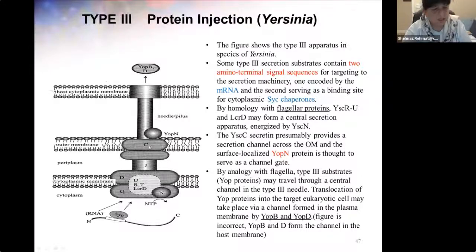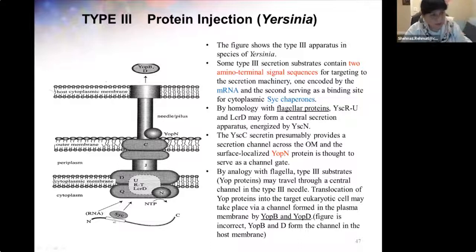YSC is definitely all the proteins that are needed to assemble this type 3 protein injection system. We call it the injection system because it makes an injectosome directly from the membrane of the pathogen into the membrane of your host. So the YSC proteins are forming the channel and making the injectosome, but what is delivered out, I'll show you in the next figure.